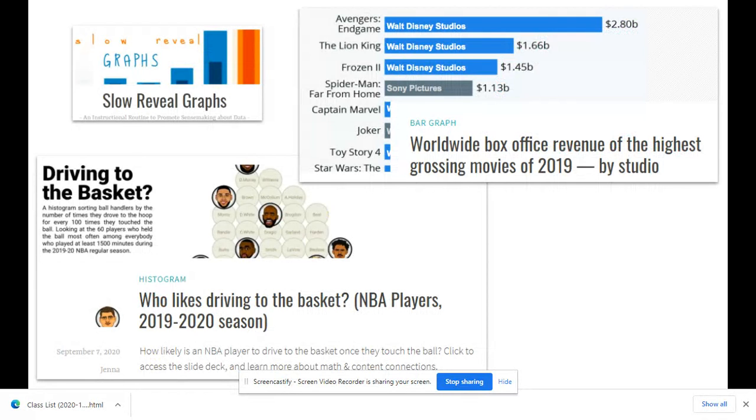You could also check out Slow Reveal Graphs. The Slow Reveal Graph is an instructional routine that promotes sense-making about data. This highly engaging routine uses scaffolded visuals and discourse to help students make sense of data. As more and more of the graph is revealed, students refine their interpretation and construct meaning, often in surprising ways. Again, there is a link provided at the bottom of this newsletter.